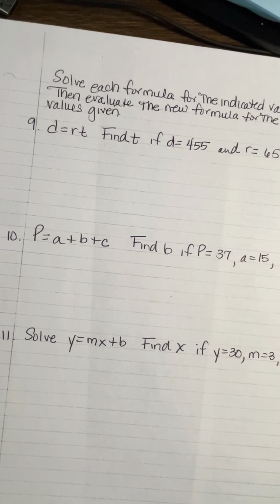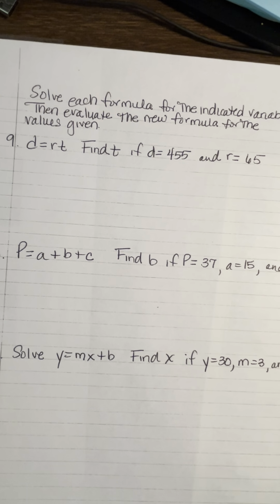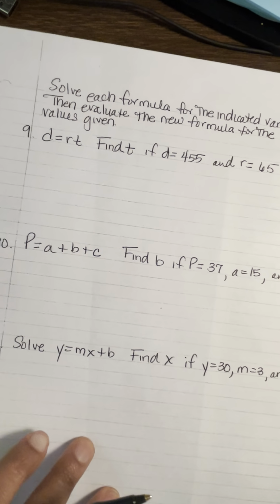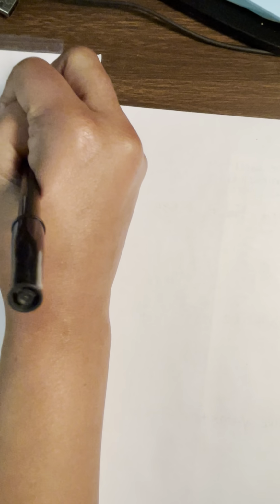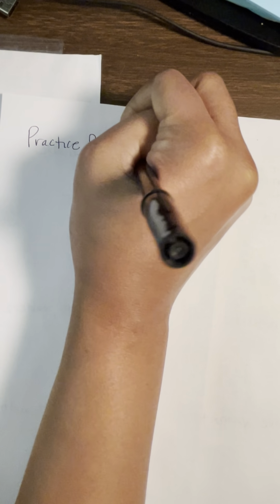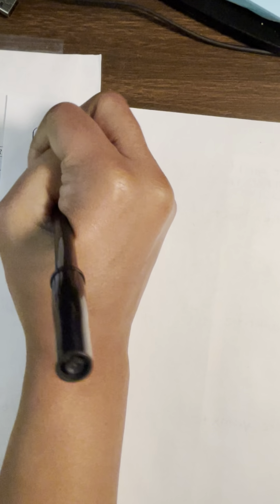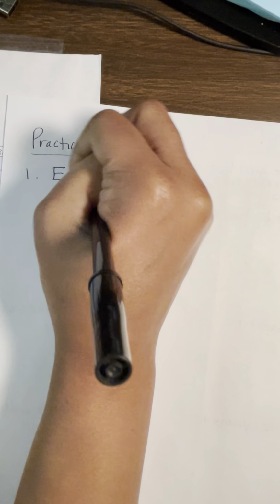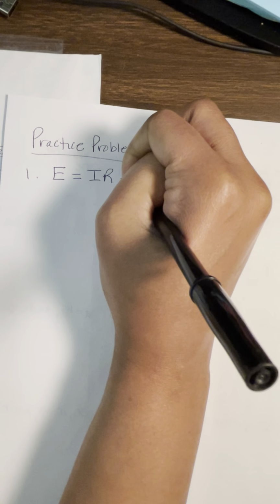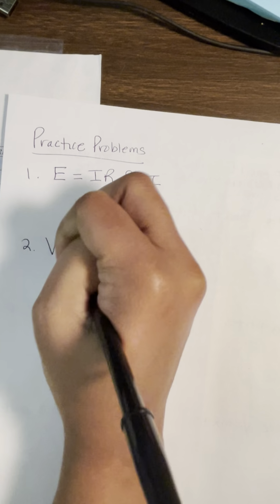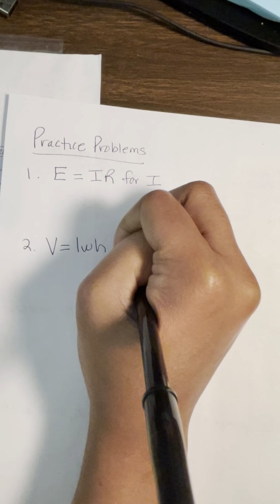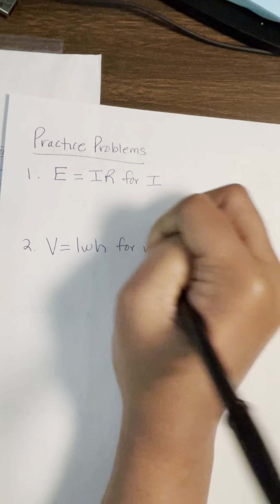All right, before we move to the next set, I'm going to give you a few problems that I want you to work on before we get to 9, 10, and 11. I want you to look at these problems. These are your practice problems for today when we come back to class. Number 1, I want you to solve for I. Number 2, V equals length times width times height, and I want you to solve for W, okay?